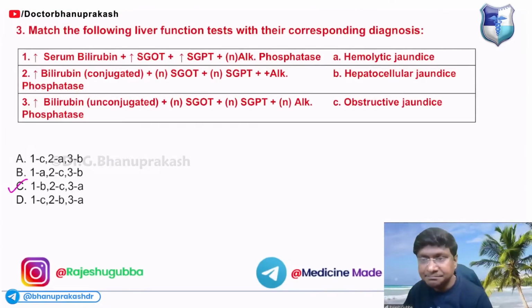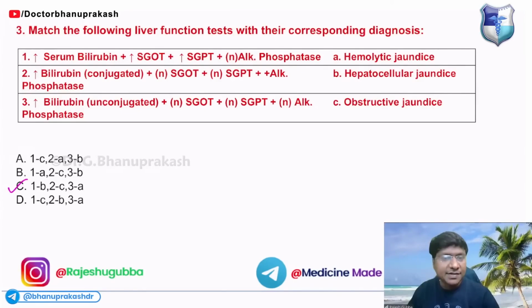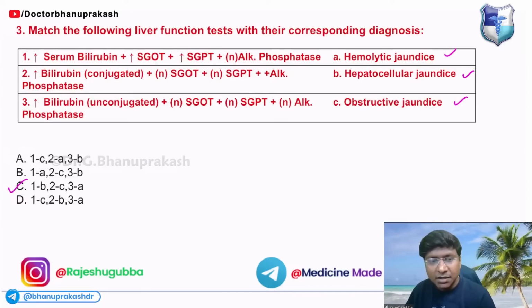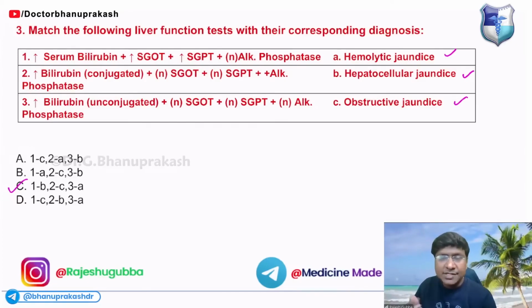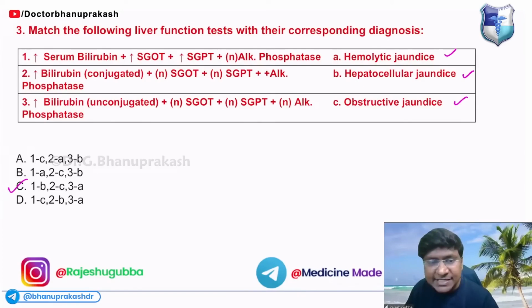The answer is C. Now, what are the 3 types of jaundice that can occur in adults? Hemolytic jaundice, hepatocellular jaundice, obstructive jaundice. You take the first scenario, that is hemolytic jaundice. In hemolytic jaundice, the problem is before the liver. The problem is not within the liver. The problem is before the liver, where there is excessive hemolysis, right?